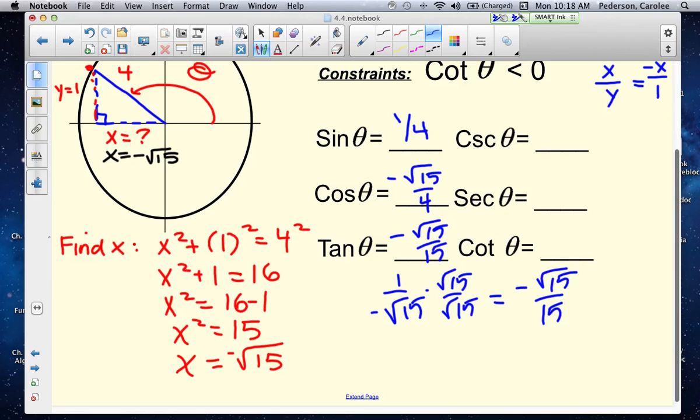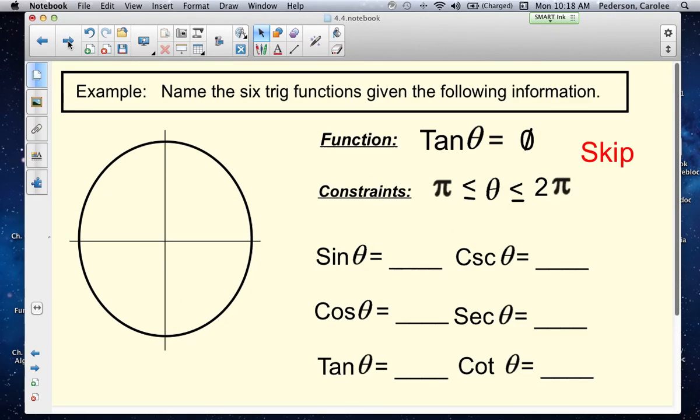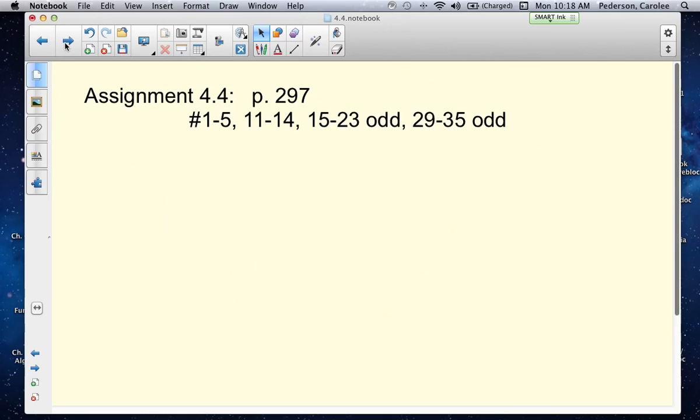Alright, now let's reciprocate. Cosecant, reciprocal of the sine, 4 over 1 or 4. And then, are you good with the last two? Okay, and be careful to rationalize that. Show you what your assignment is. Just say 1, 5 there.